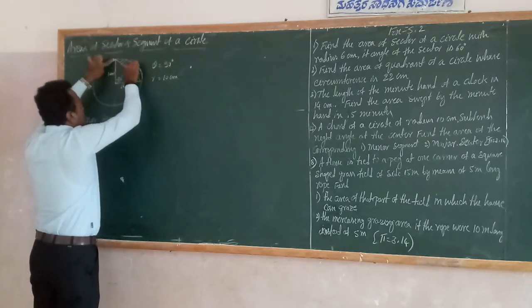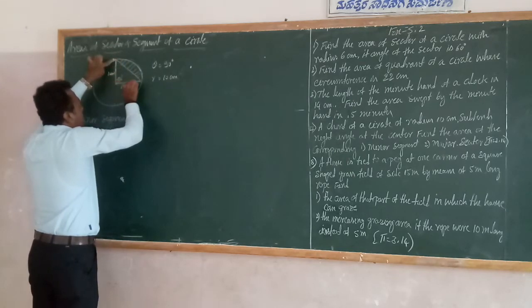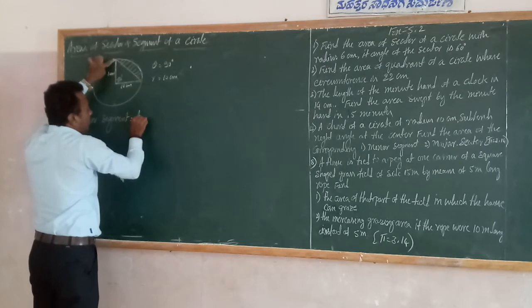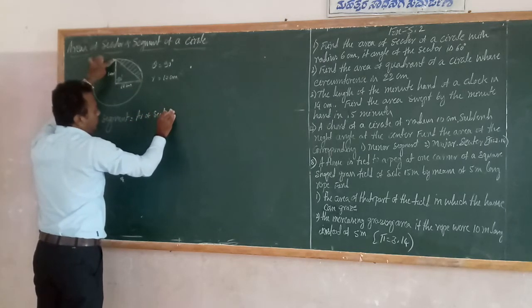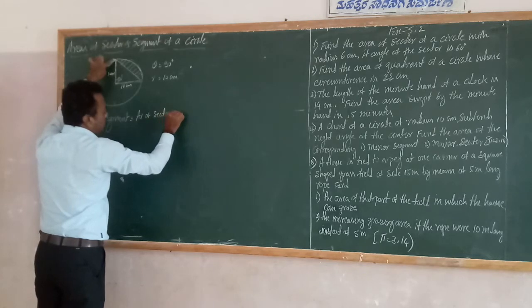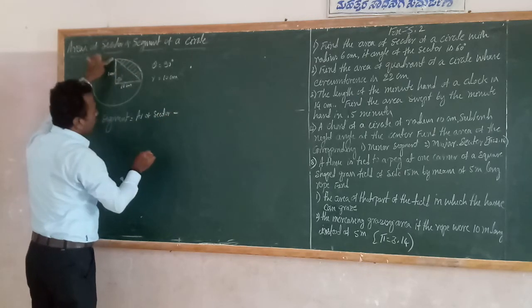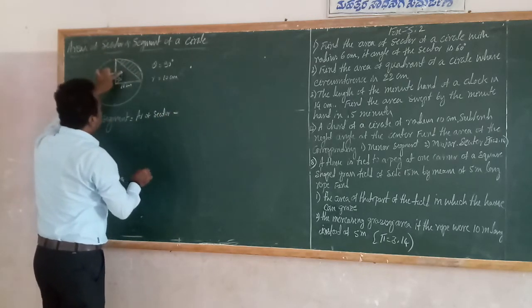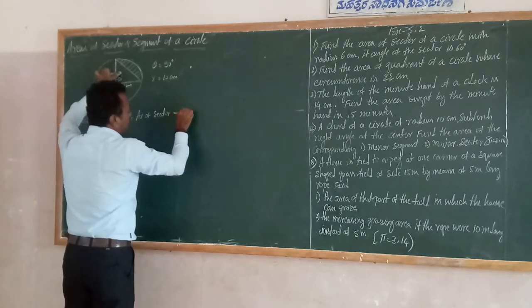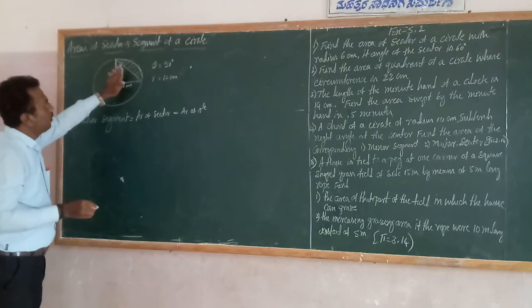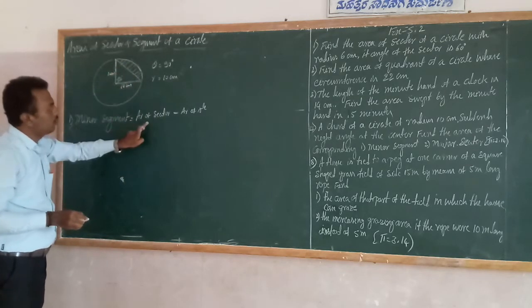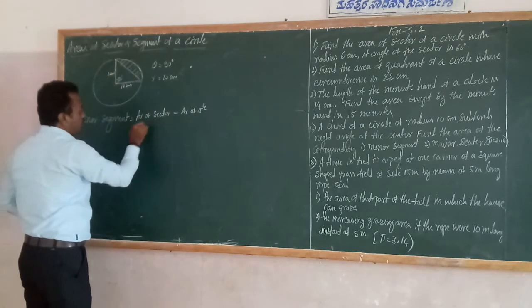Now students, if you want this area, first you have to find this total area, the whole area. So what do we call this area? This whole area is the area of sector. Is it right? Area of sector minus the area of triangle. We should subtract the area of triangle. This gives the area of the segment. Correct? Yes.